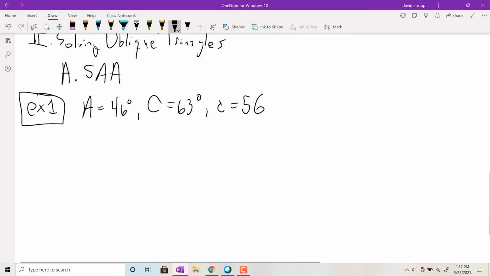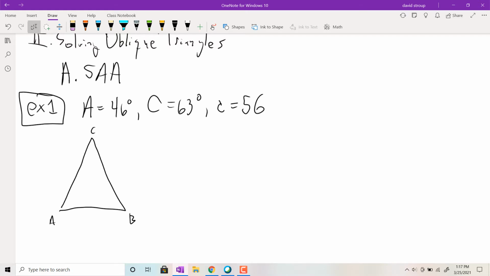Okay, so let's draw our triangle and label it with what we have. So A, B, C. This is 63 degrees, this is 46 degrees, and little c is 56. So you can see, looking at the triangle, it goes side, angle, angle. Going here, am I saying counterclockwise when I mean clockwise? No, this is clockwise. So you start with side and then angle, angle. It looks like it's angle, angle, side, but it's side, angle, angle. So, okay, what do I need to do?